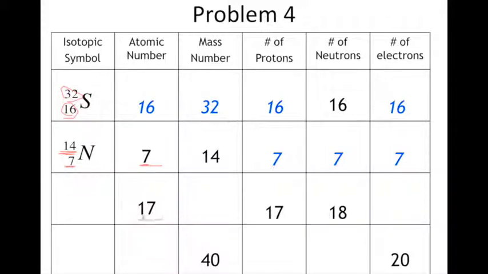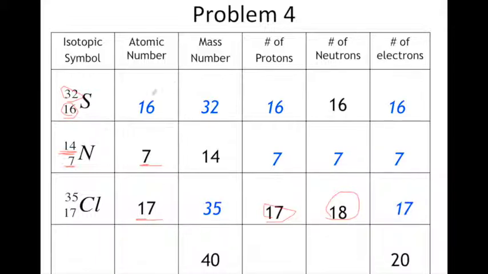Here, we're given the atomic number, so we can identify the element with an atomic number of 17 as chlorine. The mass number, which is in the upper left, we get by adding the protons plus the neutrons, so our mass number is 35. We write that here and here. And the electrons would be 17.